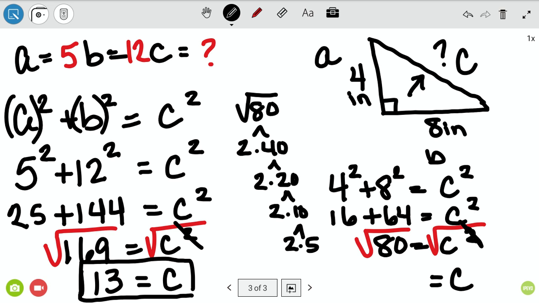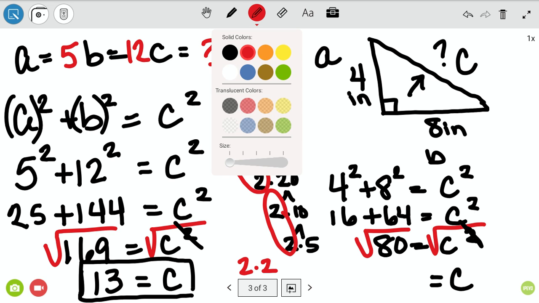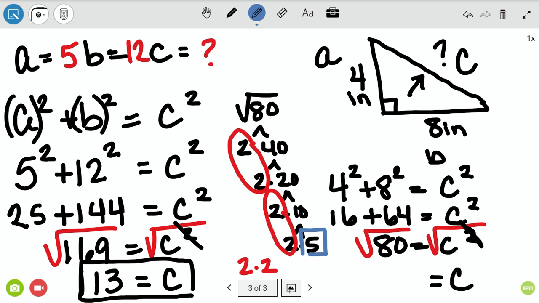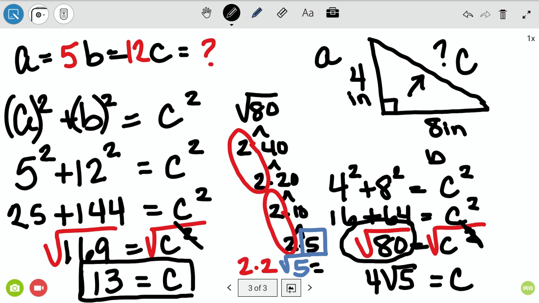I'm at all primes, so I can circle this pair of 2's. It comes out as 1. I can circle this pair of 2's. It comes out as 1. And what couldn't be circled is my 5, so it stays trapped under. So my final simplified version, which I'm going to put C equals, is 4 square root 5. Because I'm replacing this right here, this square root of 80, with the simplified version of the square root of 80. And that is my final answer.